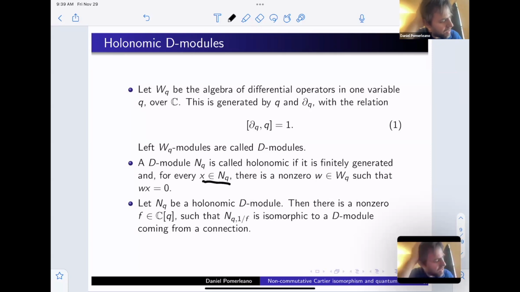Maybe that's a bit vague, but if you have a holonomic D-module, what's nice about these is that, just like we saw in the previous case, away from finitely many points there's some function such that if I localize by that function, throwing out the finitely many bad points, I basically get a vector bundle with a connection over it.